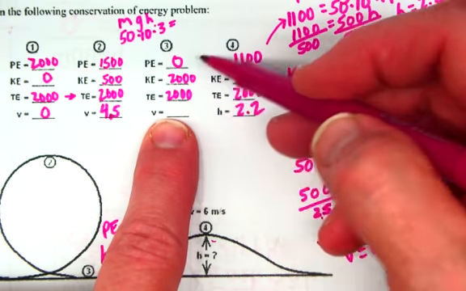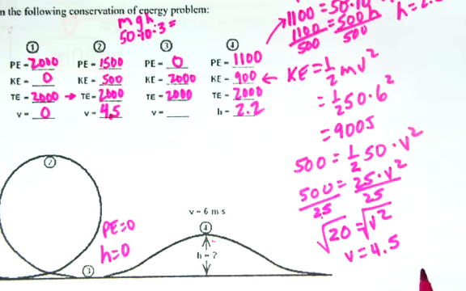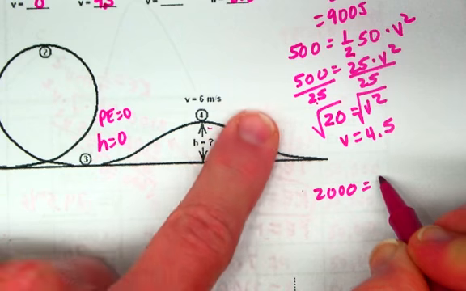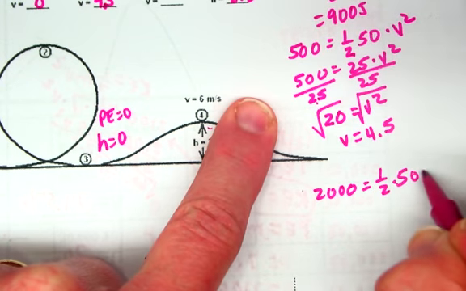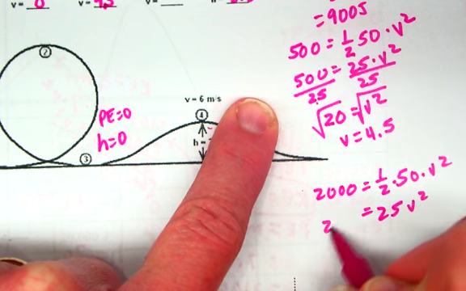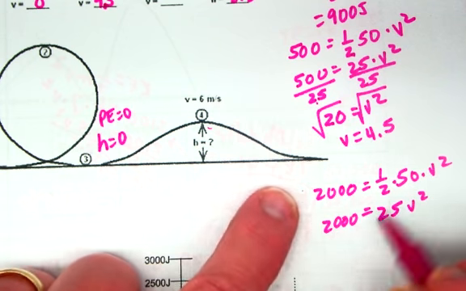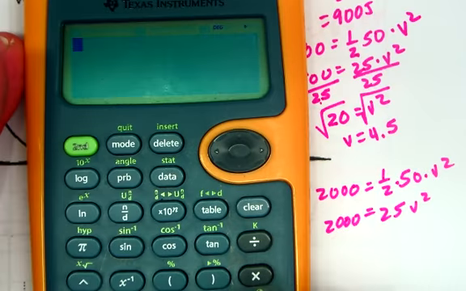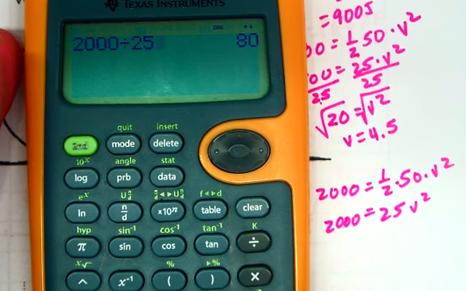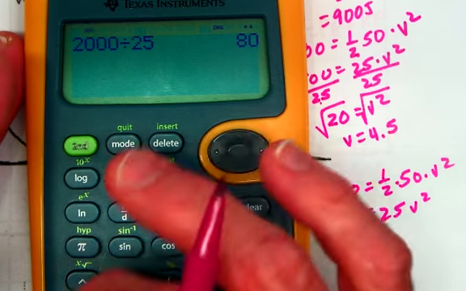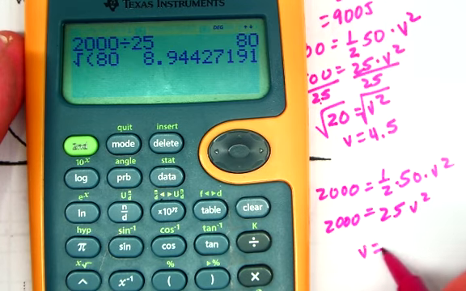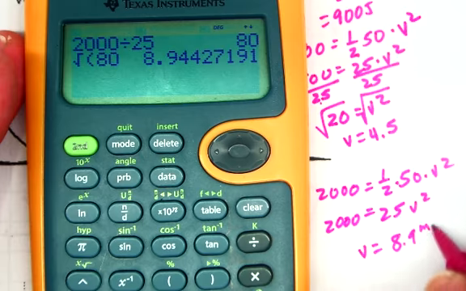Here, my kinetic energy is 2,000, so I've got to do the same old math. 2,000 is my kinetic energy equals 1/2 times m times v squared. So 25 v squared equals 2,000. 2,000 divided by 25 equals 80. Second function, square root of 80 turns out to be 8.9. So v equals 8.9 meters per second.